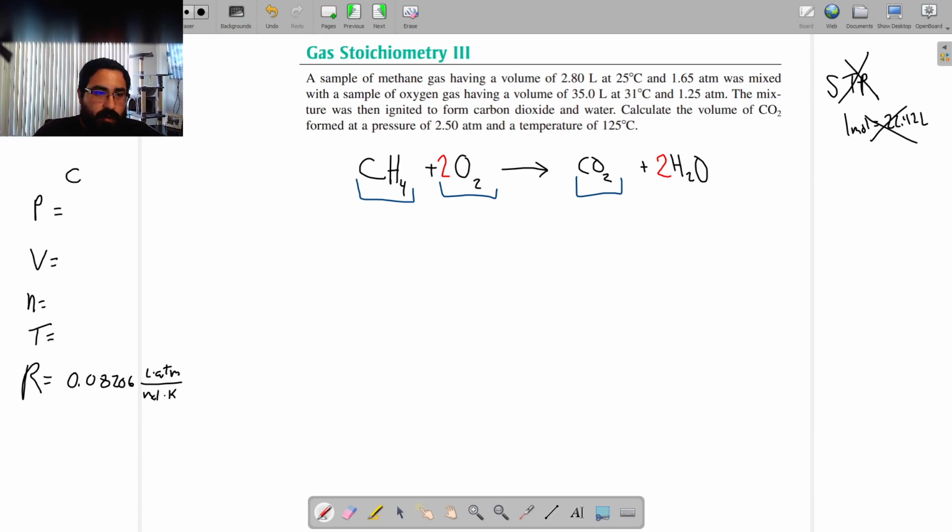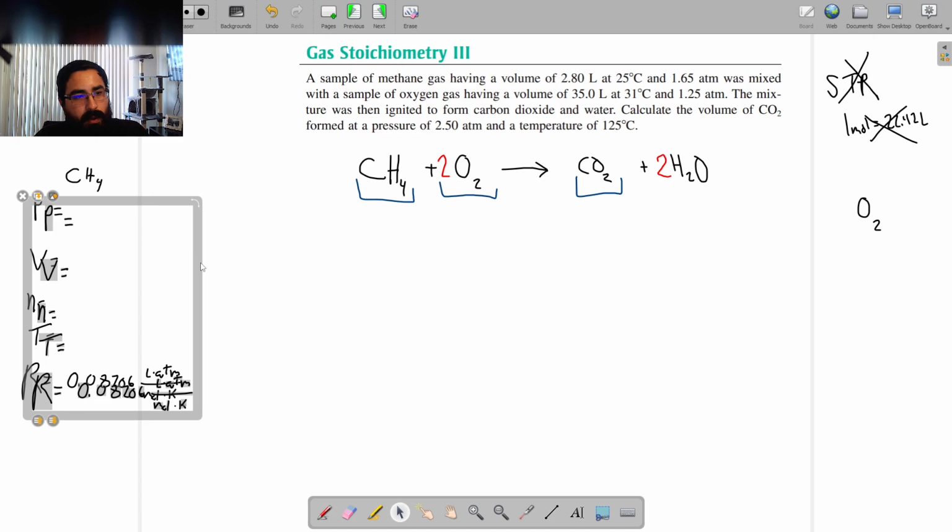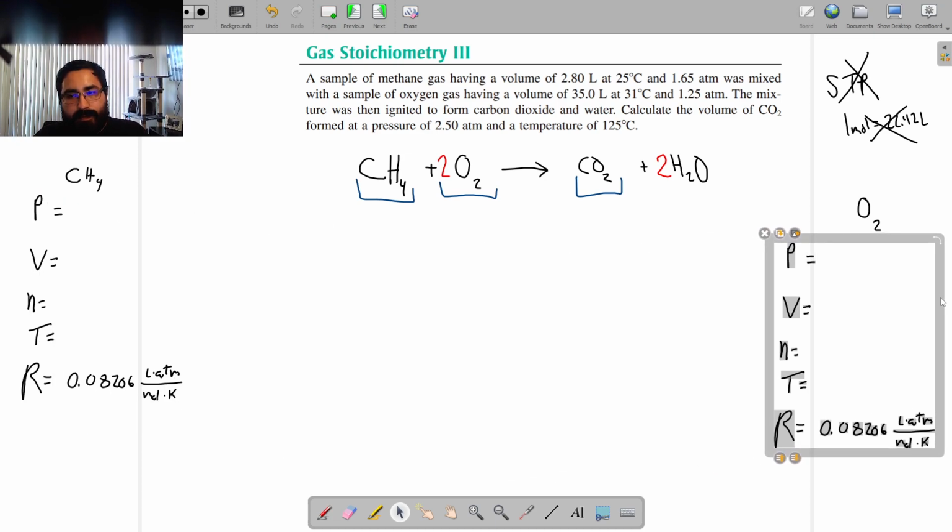So over here where methane is, on the left, we're going to make a list for methane, and on the right, we're going to make a list for, what was that other thing? Oxygen. All right, so let's make that same list that we have over here, but on the right hand side.